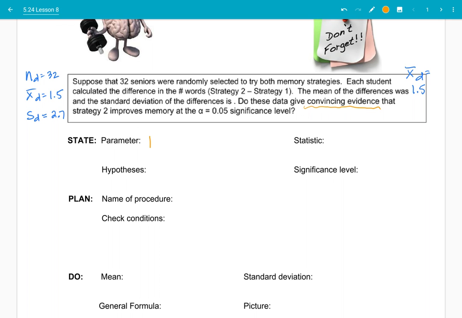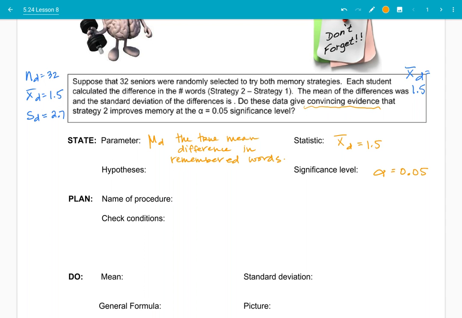We are looking at the mean of our differences, which is the true mean difference in remembered words. Our statistic is going to be x bar d, which we know to be 1.5 because they told us that. Our significance level is 0.05.